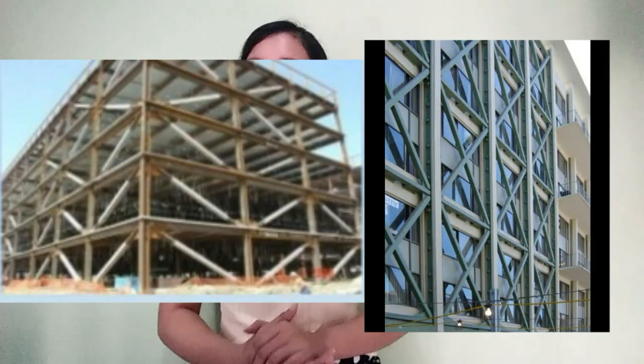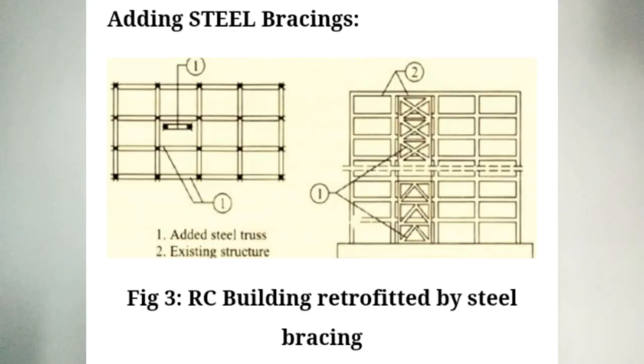Adding steel bracings. This is an effective solution when large openings are required. Using this method, there will be higher strength and stiffness. Opening for natural light, less amount of work since foundation costs may be minimized, and it adds less weight to the existing structures.